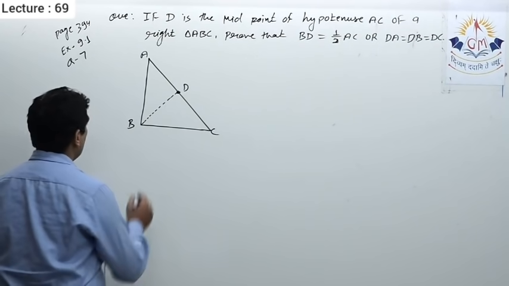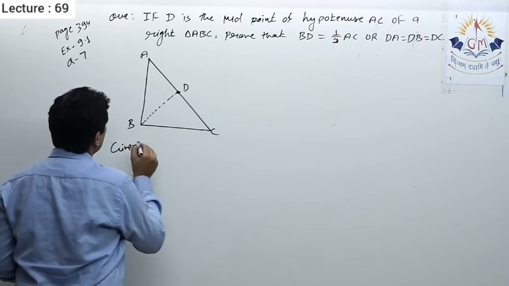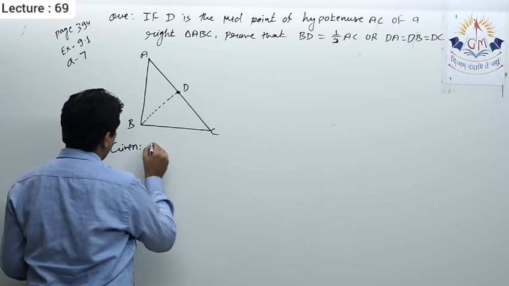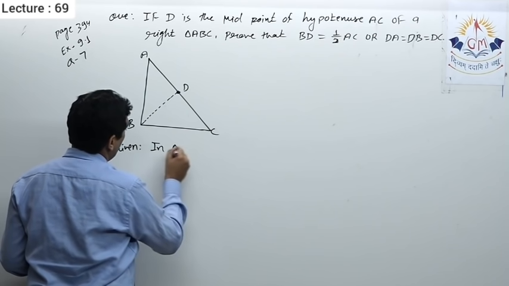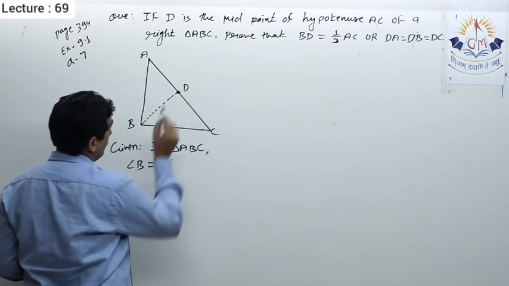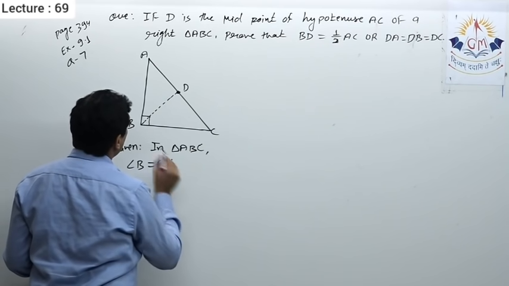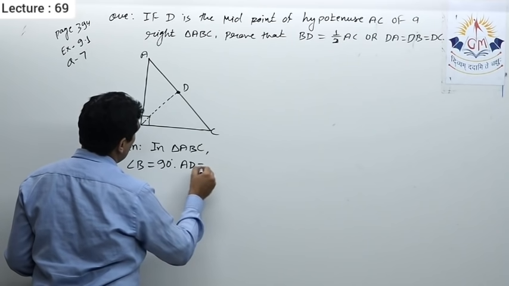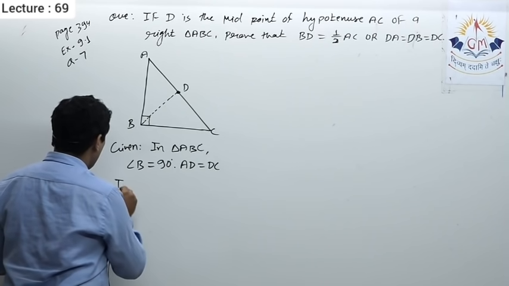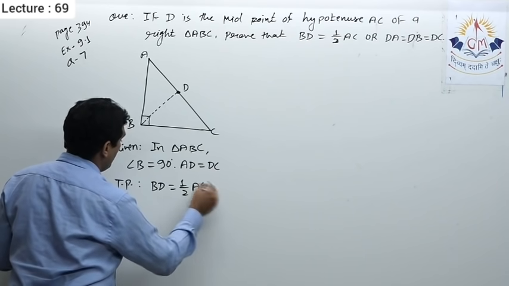Okay, let us see how to solve this. So first of all, we'll write what is given in the question, what is the given information. Given: in triangle ABC, angle B is equal to 90 degrees. Also it is given AD equal to DC, as D is midpoint. What we have to prove: BD is equal to half of AC.